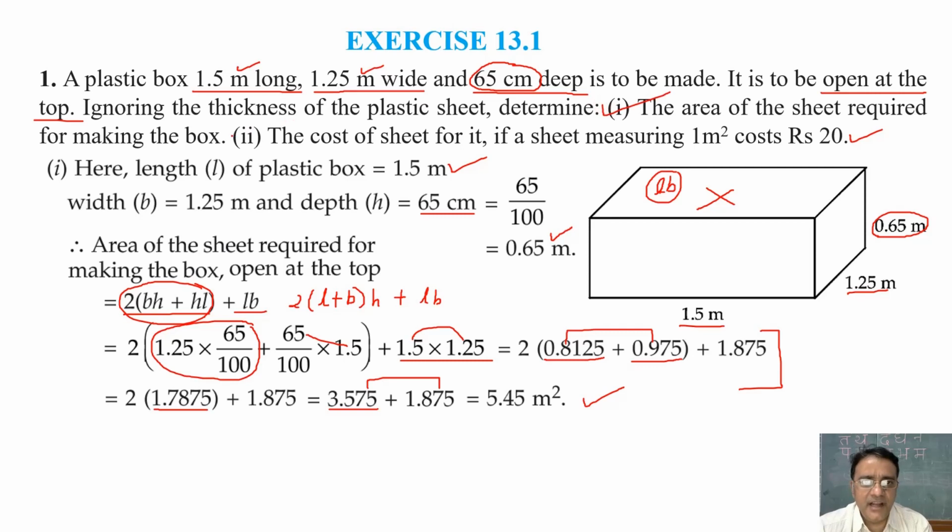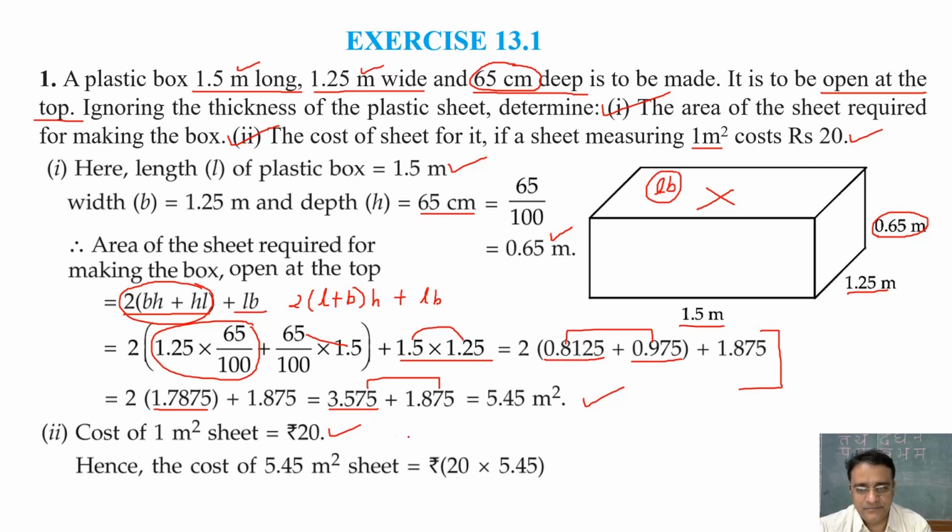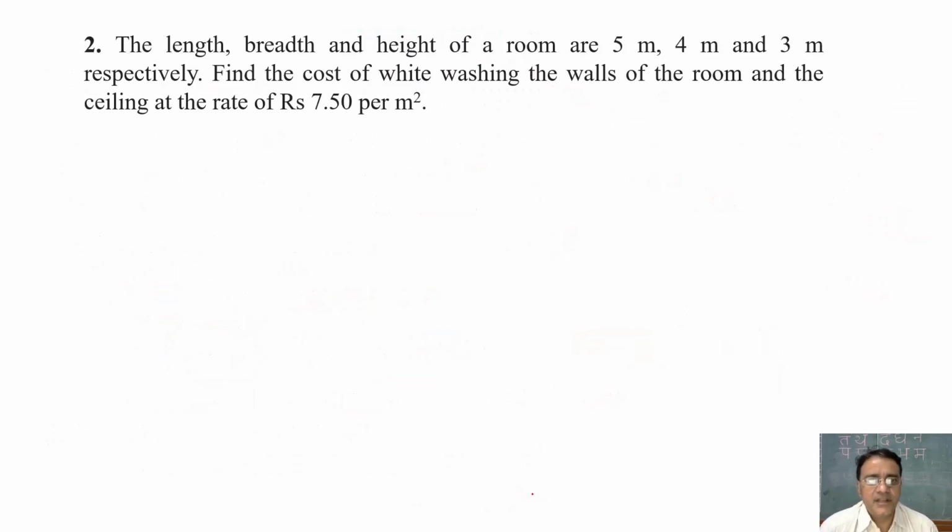Now the second bit we have to find the total cost of the sheet if the rate of cost is given per meter square is rupees 20. So second bit, cost of 1 meter square sheet is given rupees 20. So the total cost will be equal to 5.45 into 20. Okay, if you multiply you will get 109. Any doubt in first question? No, sir. Okay. Now second question.